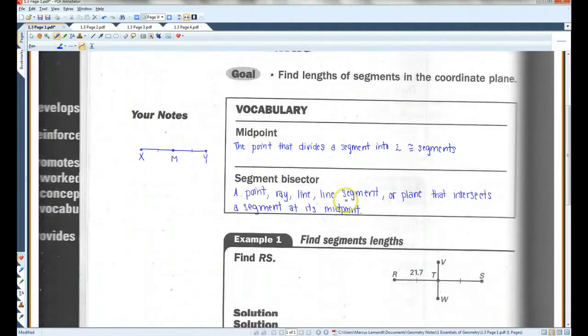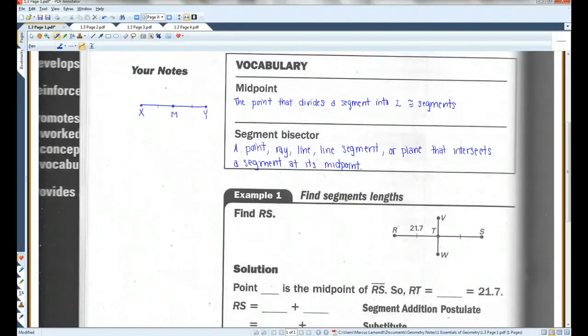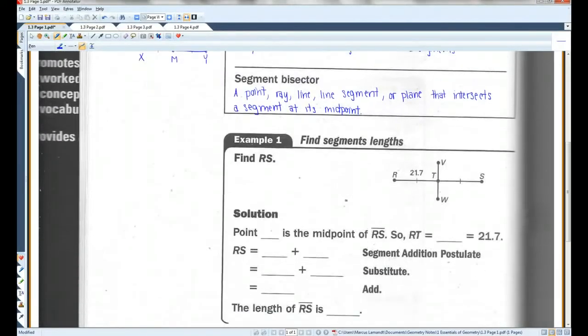Okay? Alright, so for example, here we're supposed to find RS. Remember, this little dash means that this is the exact same length as this. We know that T is the midpoint of RS. So RT equals TS. So if this is 21.7, this is also going to be 21.7. Both of them equal 21.7.